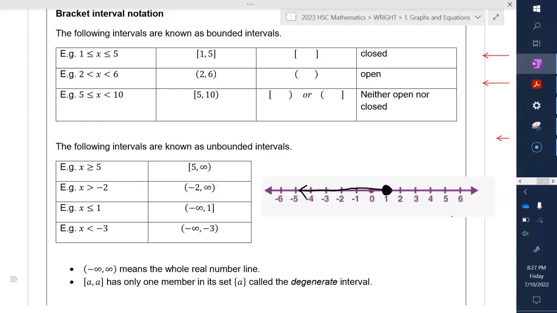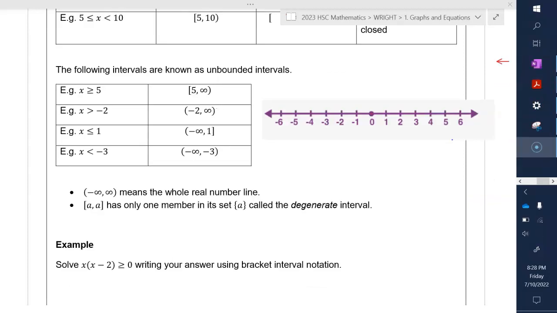And our last one would be x is going to be less than -3. So similar to the one just up above, we have an open circle, however, we'd be heading down that way towards negative infinity. And in this case, because we don't have an equals under there, we'd have an open bracket. Okay, you should have been fairly familiar with those from year 11.